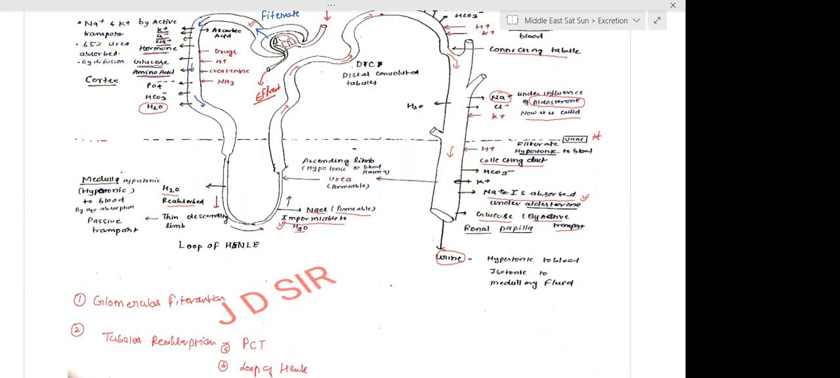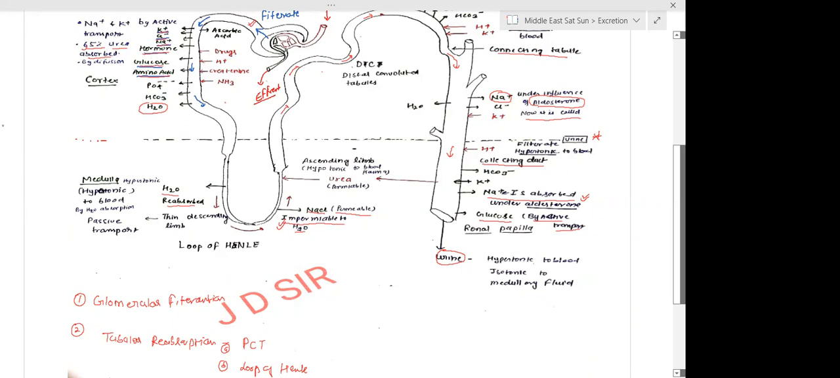Some of the urea from filtrate is reabsorbed. So we have again discussed over here that urea absorption takes place over here, right? I have discussed that 65% of the filtrate is absorbed and urea is absorbed over here along with that, right?